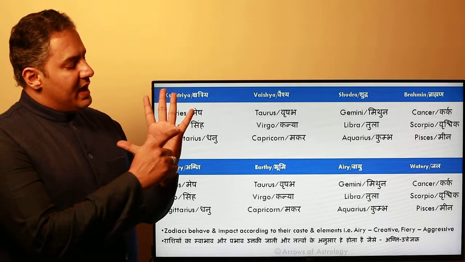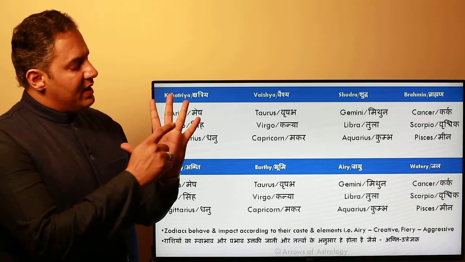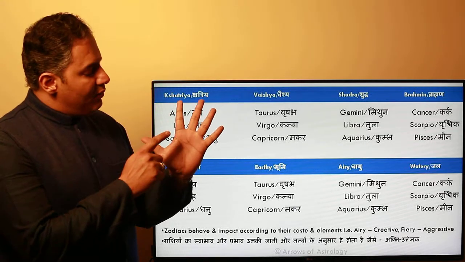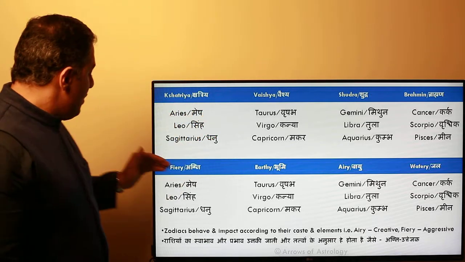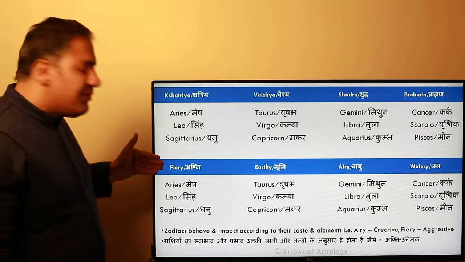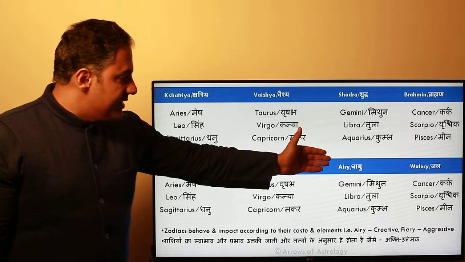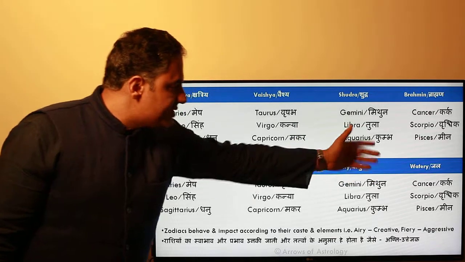Fiery, earthy, airy, watery. So, Aries sign is a fiery sign. Taurus is an earthy sign. Gemini is an airy sign. Cancer is a watery sign.